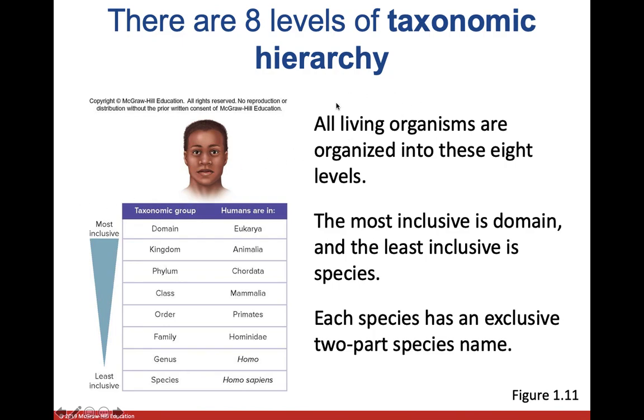So life, once we start talking about animals, is organized onto eight different levels. This is called the domain, kingdom, phylum, class, order, family, genus, species. The little acronym I like to use for this is Danish kings play cards on fat green stools. And this is the easy acronym that I use to remember this.